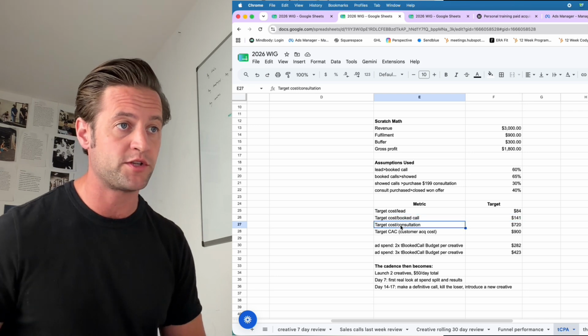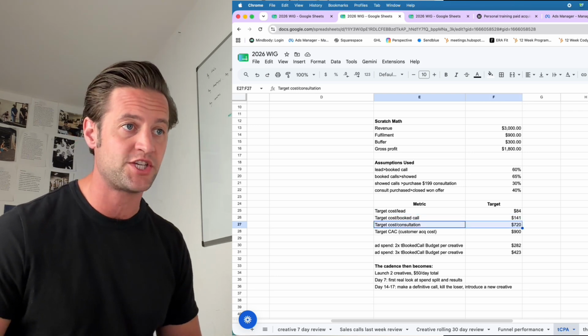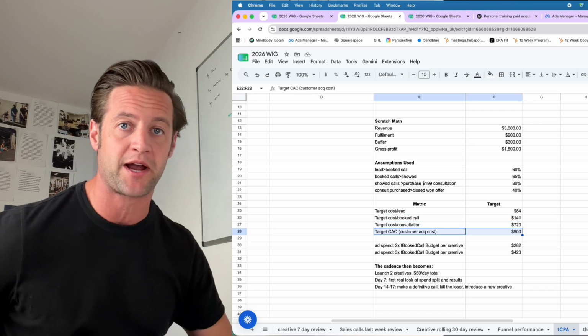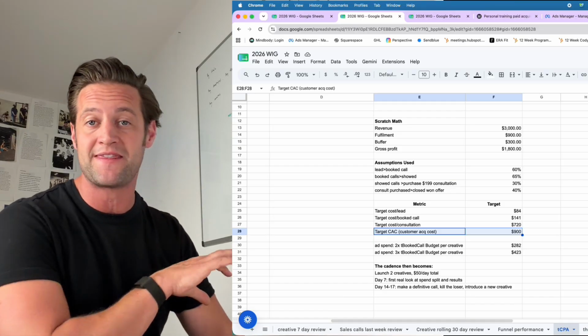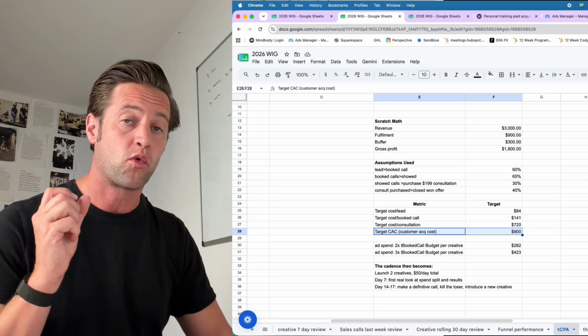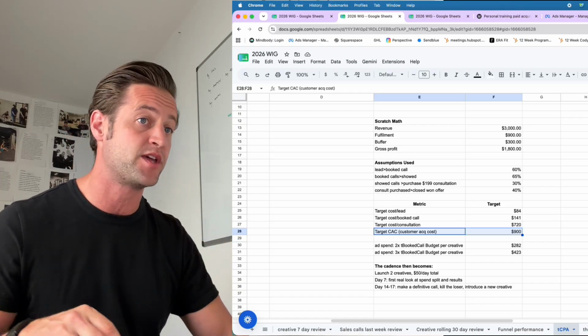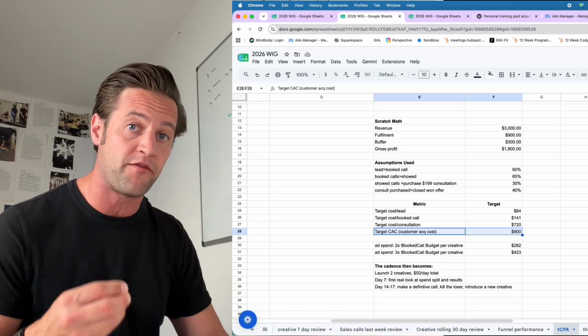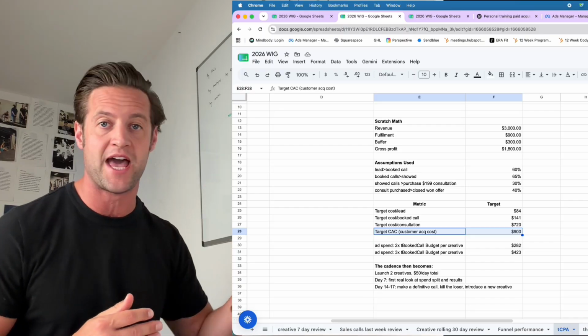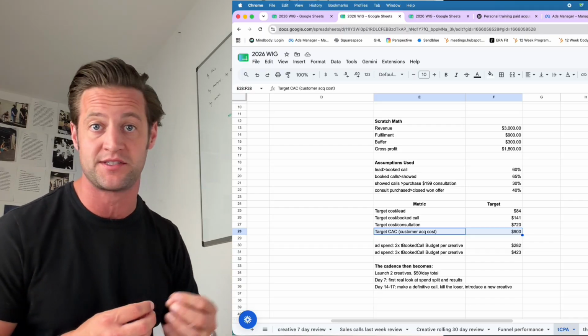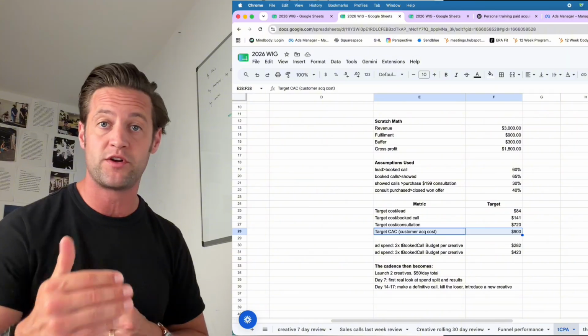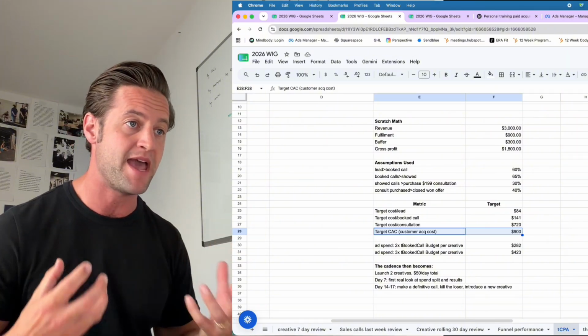Then you can see, okay, what's your target cost per consultation, and then what's your target customer acquisition cost. And this tells you at the end of the day, if you're right around that target cost per acquisition, the furthest down the pipeline that you can get, that you know you've got a profitable campaign. If it's way above that, then you know, okay, I have to work on some things, either spending less or increasing my profitability per offer to make this more profitable.